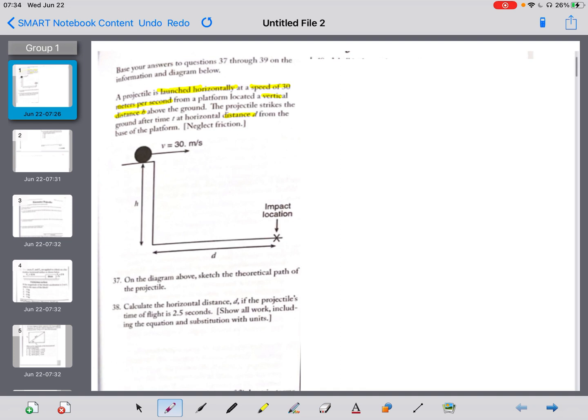If we were to have a projectile launched at some angle, you would have the full parabola here. So again, just keep that in mind.